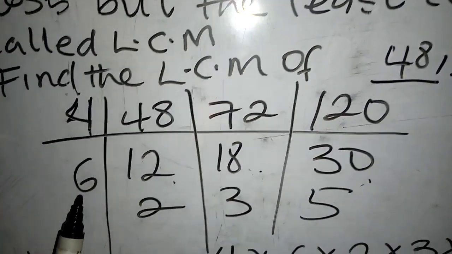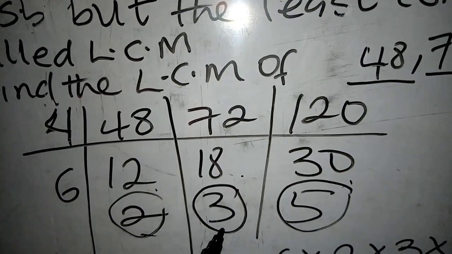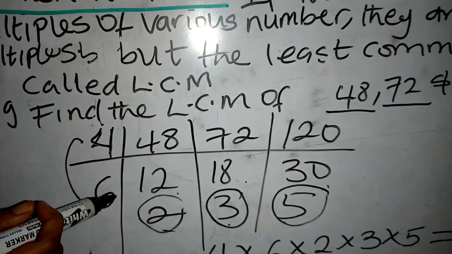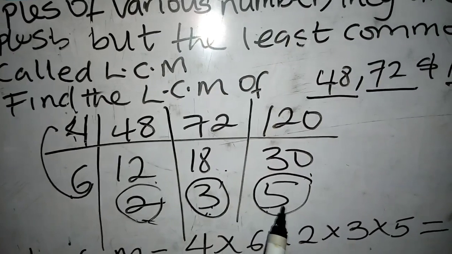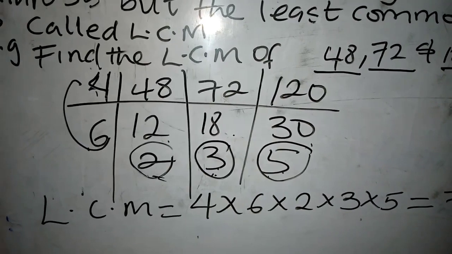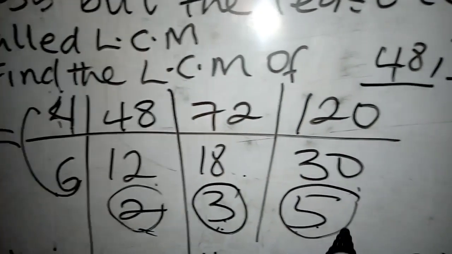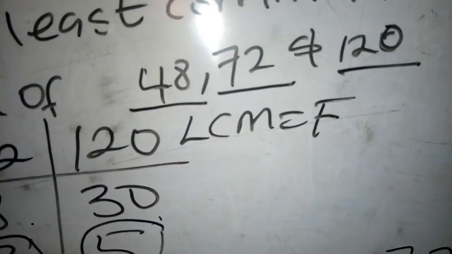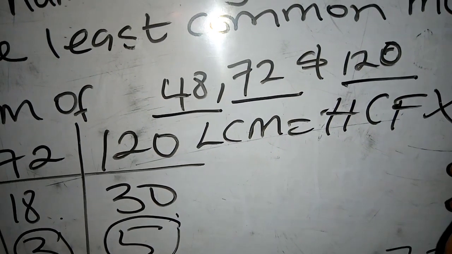Then we use 6 to divide all through. Now nothing can divide through 2, 3, and 5. So the LCM will be the product of the divisors and the remainders. So 4 times 6 times 2 times 3 times 5 will give us 720, which is the LCM. The only difference between LCM and HCF is that HCF only deals with the common factors, while the LCM will also deal with the remainders.